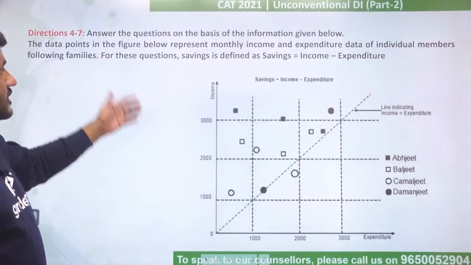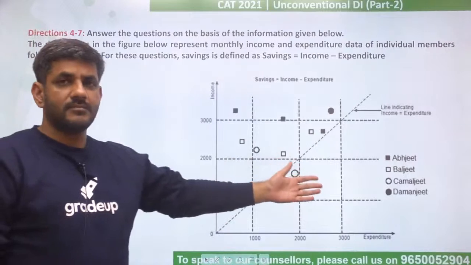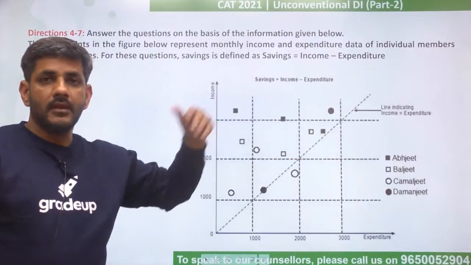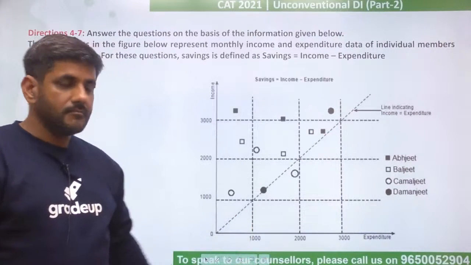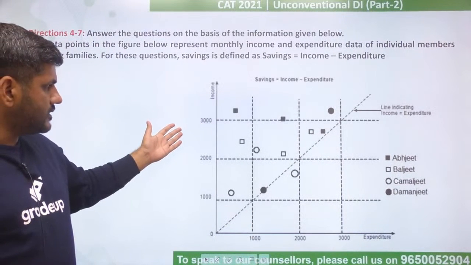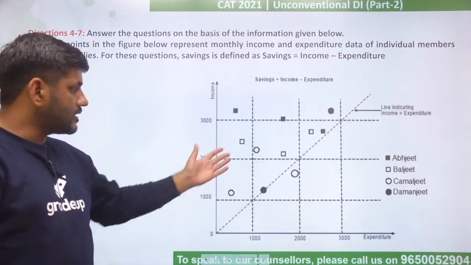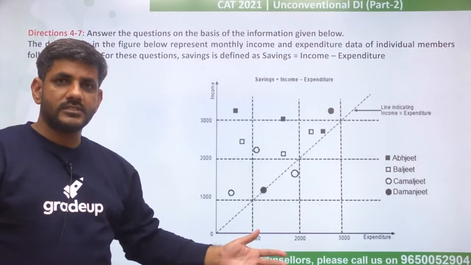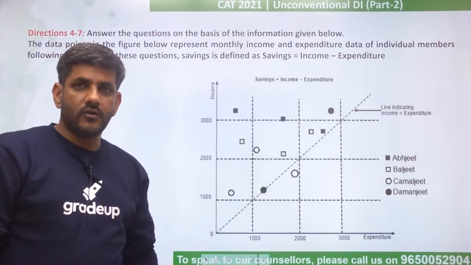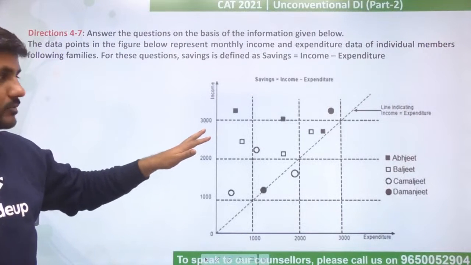The data points in the figure below represent monthly income and expenditure data of individual members of the following families. So the families have been represented by the members, and income has been represented by the y-axis, and expenditure by the x-axis. Then the questions would be asked to you. Now on the basis of this, again I'll start showing you questions. Let us see who answers first for these questions as well. If the data is clear to all of you, I'll start asking questions.